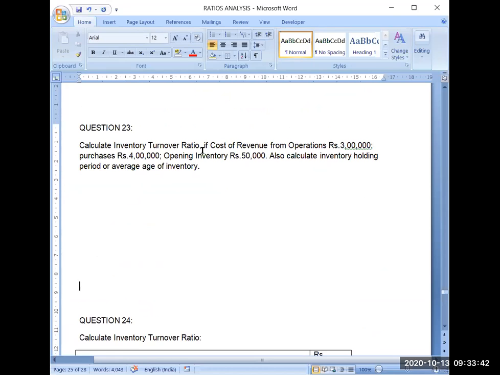Calculate inventory turnover ratio if cost of revenue from operations is rupees 3 lakh, purchase is rupees 4 lakh, opening inventory is rupees 50,000. Also calculate inventory holding period or average age of inventory.